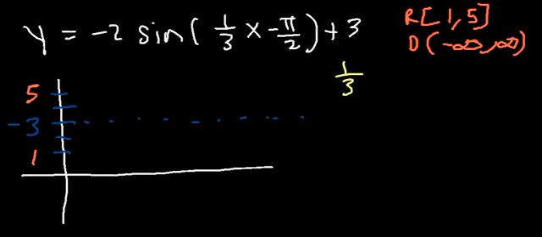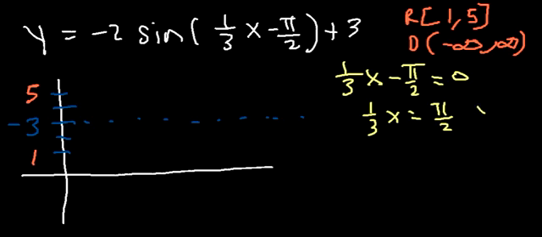And next we need to find the phase shift. So set the inside equal to 0 and solve for x. So 1/3 x is equal to pi over 2, and if we multiply both sides by 3, x is 3 pi over 2. So that's where the graph is going to start.